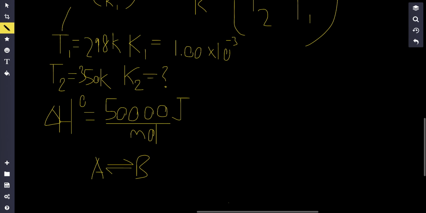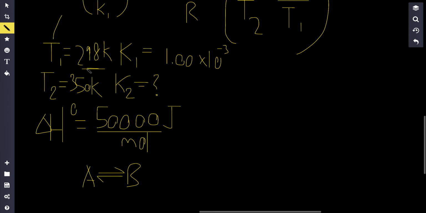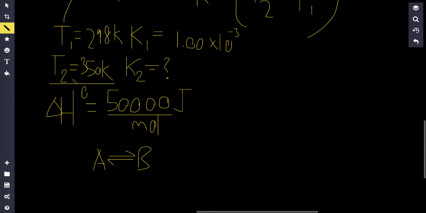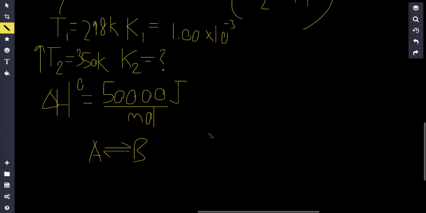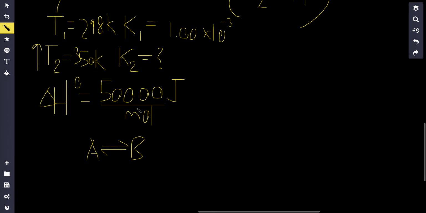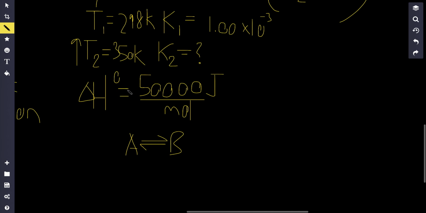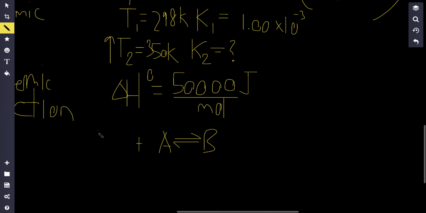Okay, so let's say we have a reaction where A is at equilibrium with B. Let's say that when the temperature of this reaction is 298 Kelvin, my equilibrium constant is 1.00 times 10 to the negative 3. Remember, the equilibrium constant has no units. Let's say I increase the temperature to 350 Kelvin, so that's my T2. What's my new equilibrium constant going to be? One more piece of information is that this reaction has a delta H naught of 50,000 joules per mole. Remember that because my delta H is positive, my reaction is endothermic.